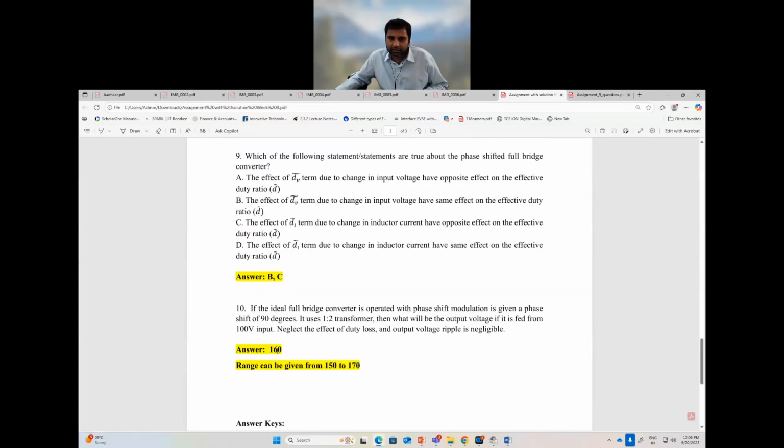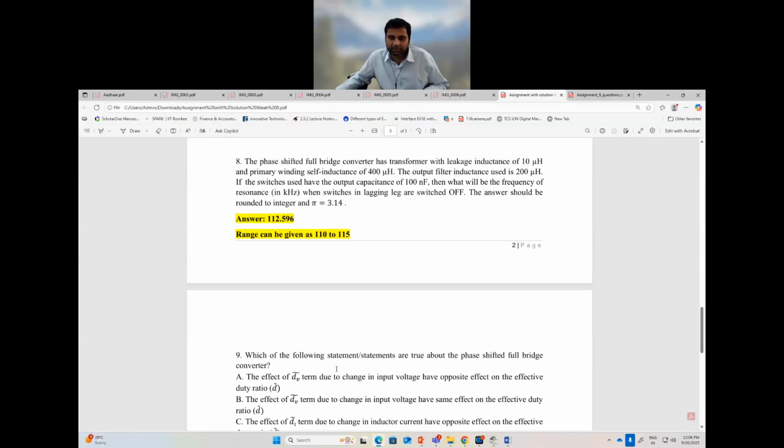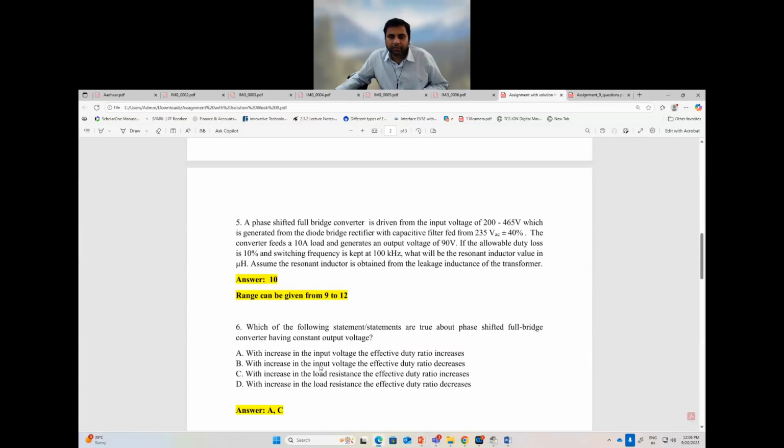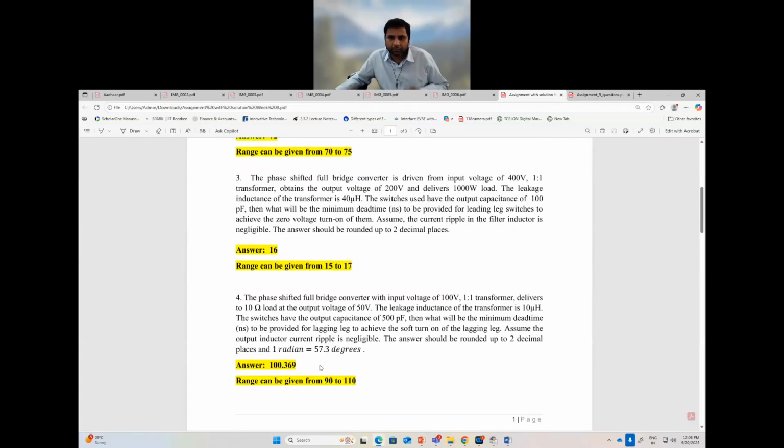It is 100, so we will change the range. Question number 10. In question number 4, we will change the range. 20.13 is the answer. So those are the two changes in the numerical problems.